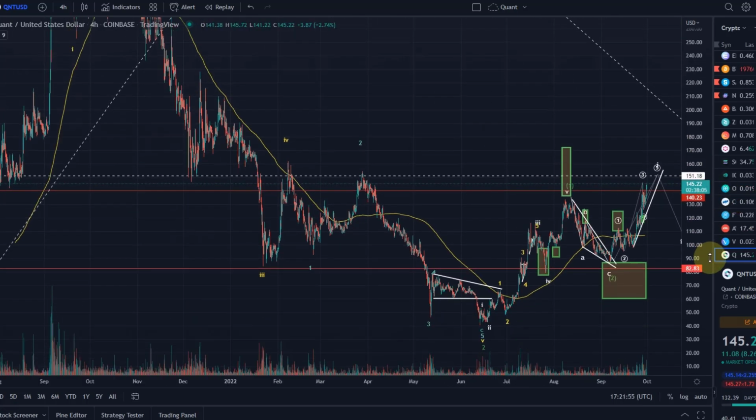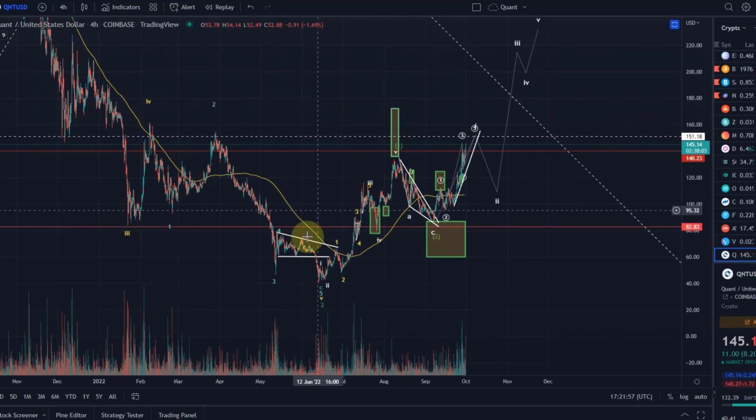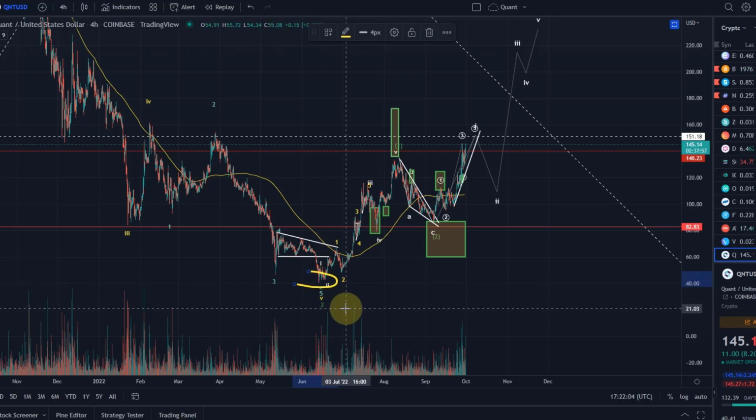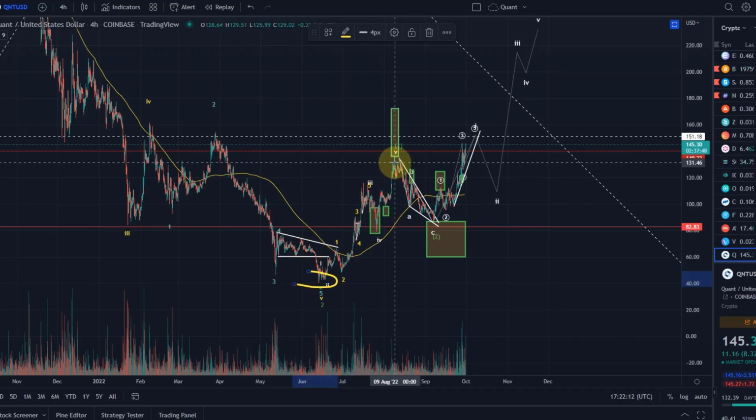First of all, let's just take a quick look at where we're coming from. Quant did make its low at the $40 level. That is currently the view that this is where it actually bottomed out. It then moved up in a first impulse that we identified, missed the target here by like $3.